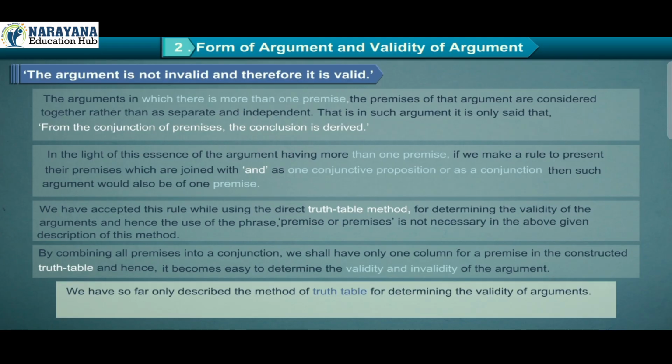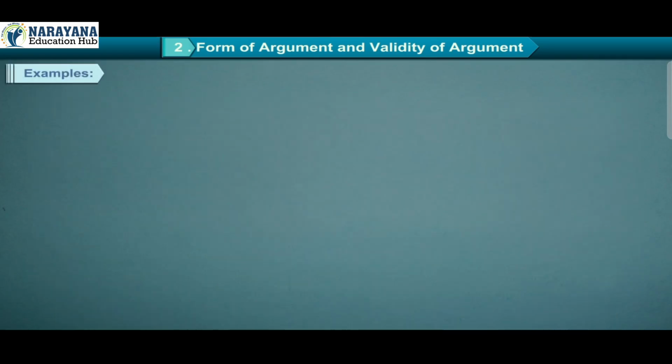We have so far only described the method of truth table for determining the validity of arguments. Now we shall determine the validity of the illustrative arguments by the use of this method. Examples: 1. If Suchita is virtuous, then Suchita is happy.